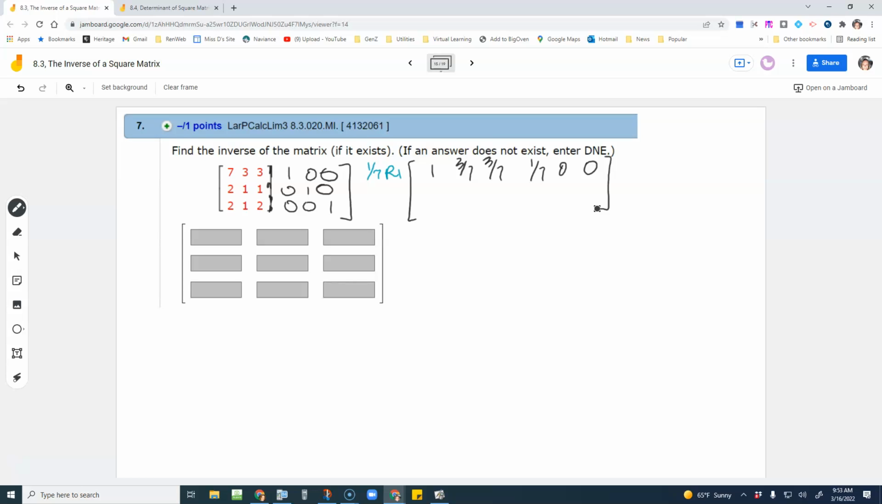1/7 of 7 is 1, 1/7 of 3 is 3/7, 1/7 of 3, 1/7 of 3, 1/7 of 1, 1/7 of 0, 1/7 of 0. Okay, there he goes. Do I have a 1 in the right spot? Yes, I do, but once I have the 1, what do I need to also get? I need to get a 0, and not just 1 0, but multiple zeros, right?